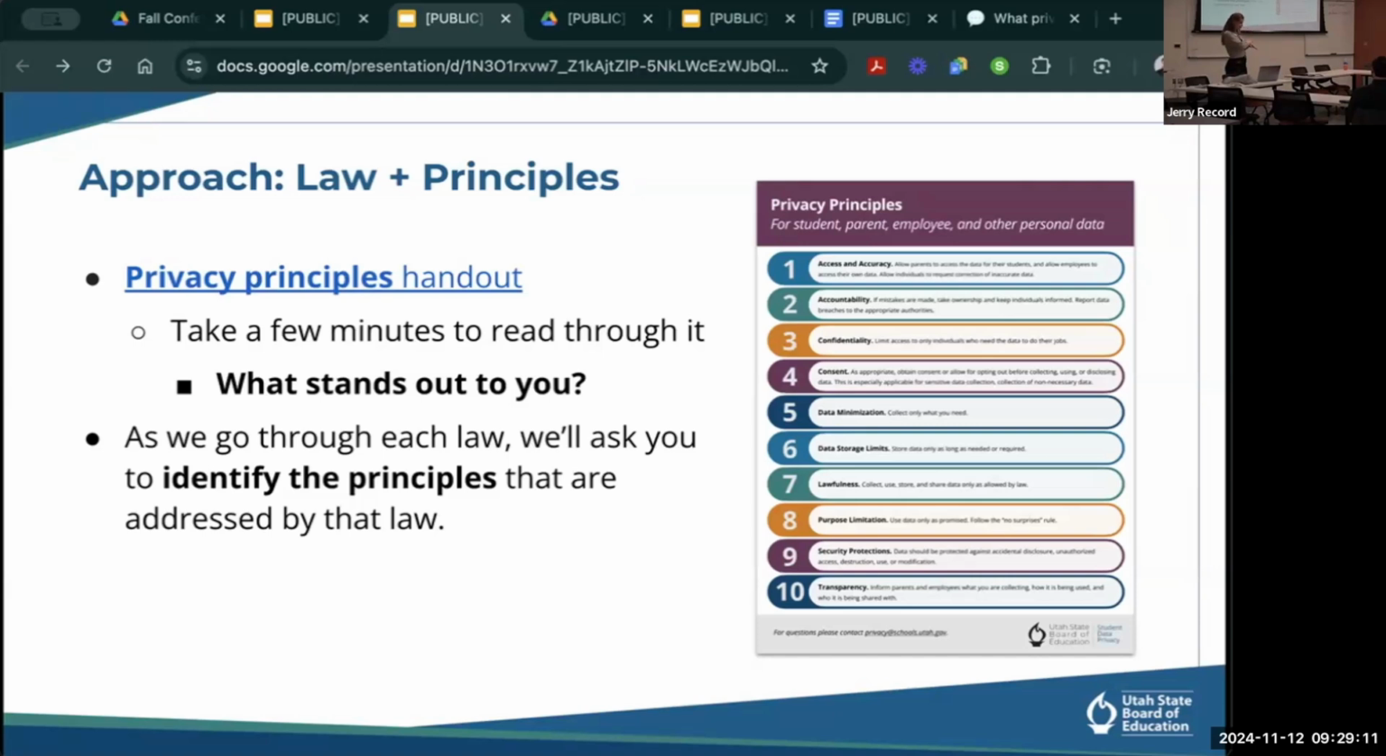We are going to talk about the laws today, but then all throughout, as we talk about the laws, we'll kind of return to these privacy principles and ask ourselves, in the laws that we just talked about, what privacy principles apply?